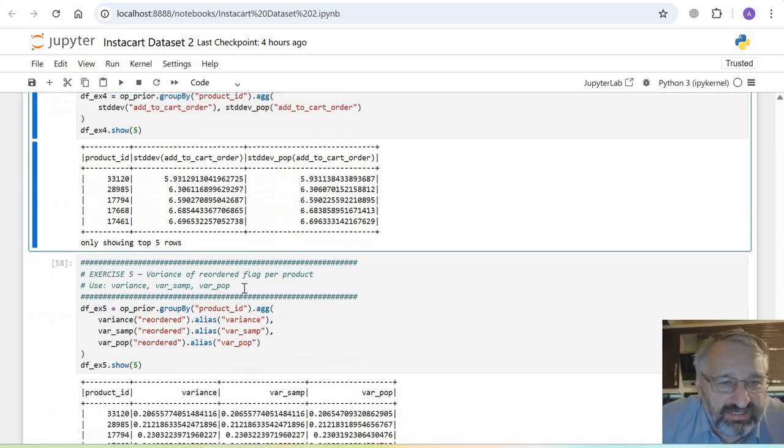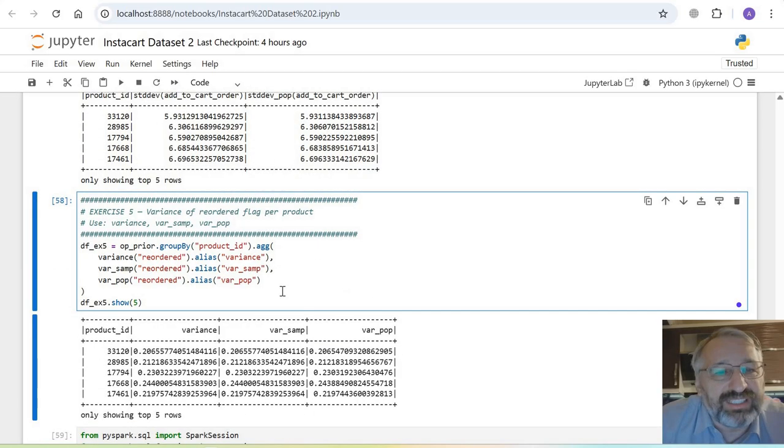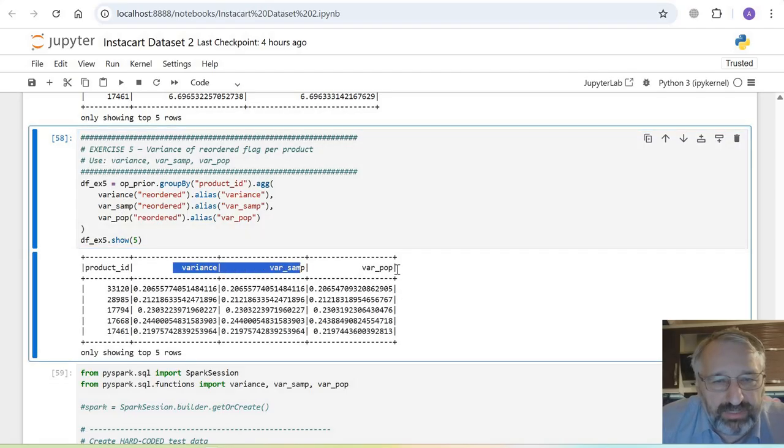Yet there is some. Okay, the same for variance. We calculate variance of reordered flag. It's again not very simple. Again, variance and variance samp is the same thing, and variance pop is different in the same way. Here we divide by n minus 1, here we divide by n.